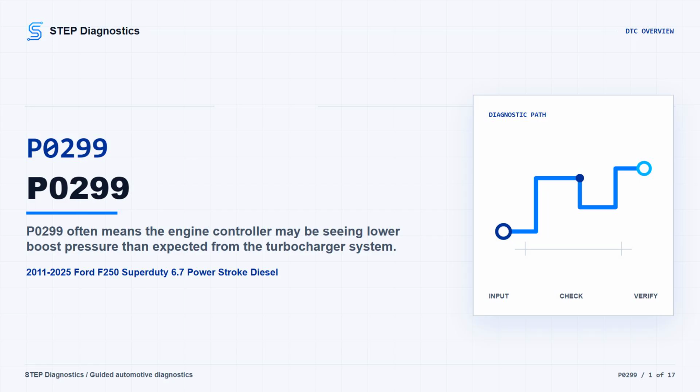Broadly, the fault area can be in the air path, charge air or intake plumbing, exhaust flow, turbo control, sensor inputs, wiring, connectors, or module command versus response logic. Treat it like a performance code. Start with the basic system checks before jumping to parts.